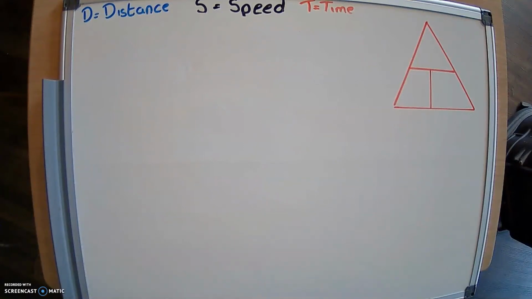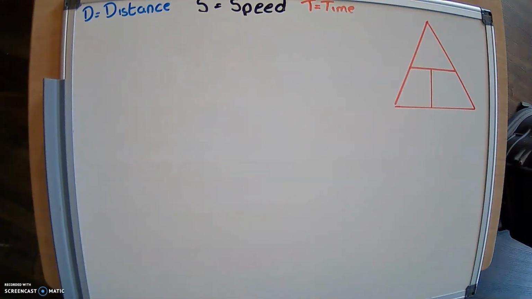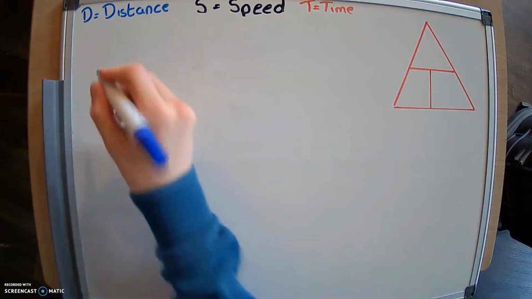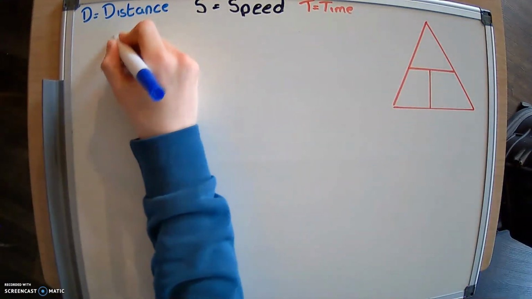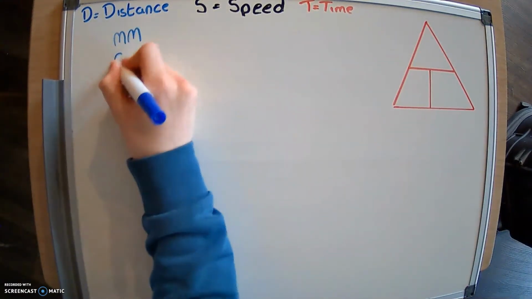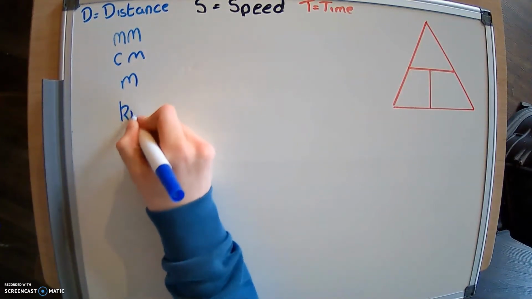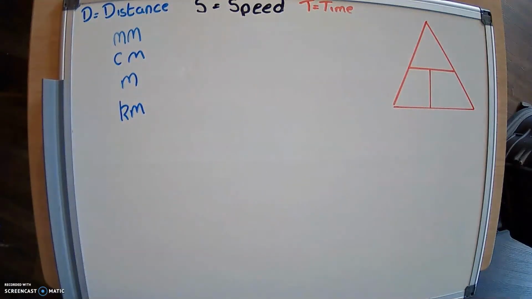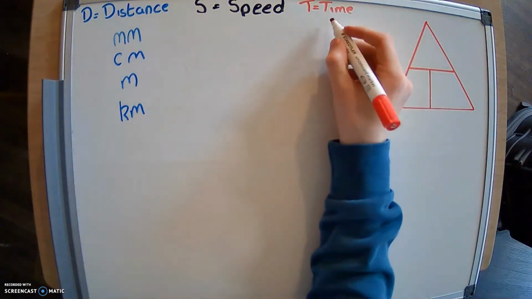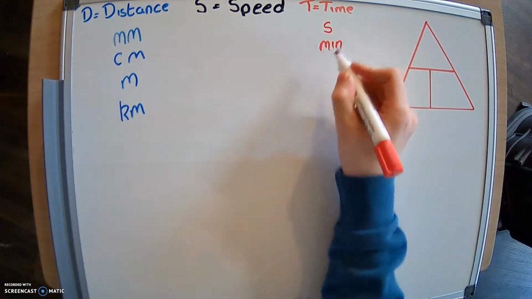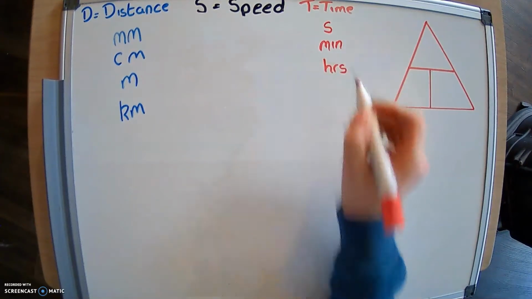Distance, speed, and time. The tutorial. To start off, we're going to recap on our units of distance and our units of time. So our units of distance are millimeters, centimeters, meters, and kilometers. Our units of time are seconds, minutes, and hours.